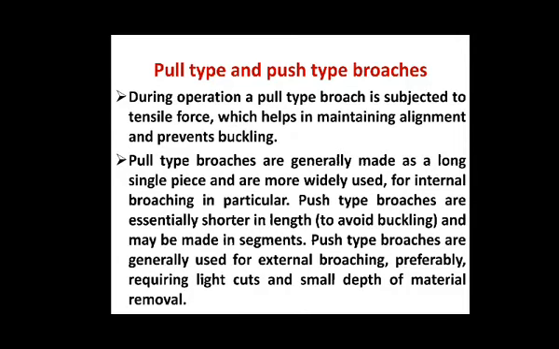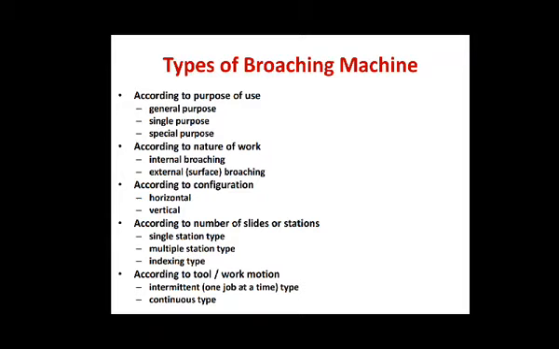Now these are the types of broaching machine according to purpose of use: general purpose, single purpose, special purpose; according to nature of work: internal broaching, external broaching; according to configuration: horizontal, vertical; according to number of slides or stations: single station type, multi-station type, indexing type; and according to tool or work motion: intermittent type and continuous type. Now next we are going to see the planer and boring machine.